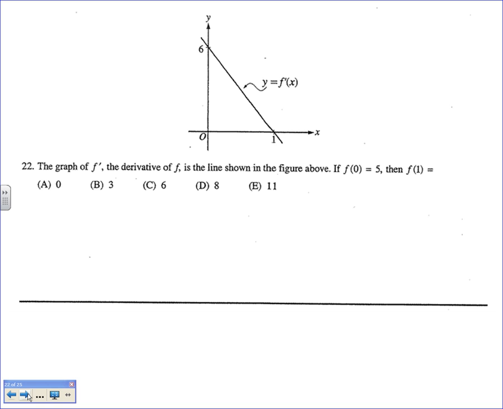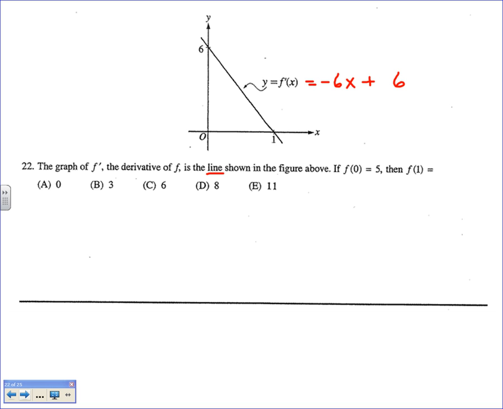Number 22 is one that some are challenged by. You know, the derivative is a line. It looks like a line. They tell us it's a line. It's a line that has a slope of -6 and a y-intercept of +6. So there is the derivative.